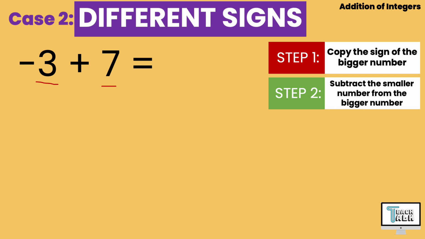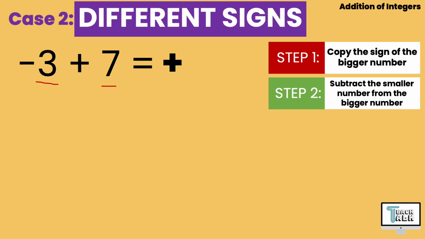Anong mas malaki? Si 3 or si 7? Huwag muna natin pakialaman ang sign. Mas malaki si 7, right? Now, ano ang sign ni 7? Positive. Therefore, copy the sign of the bigger number. Ang bigger number is 7. Ang sign ni 7 is positive. Therefore, the answer is also positive.